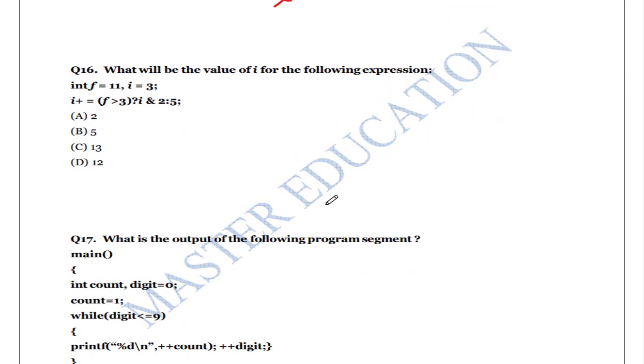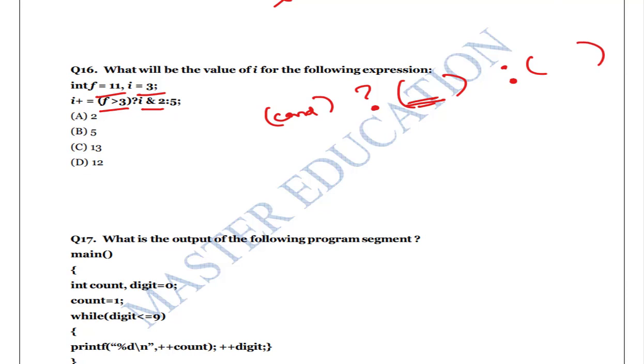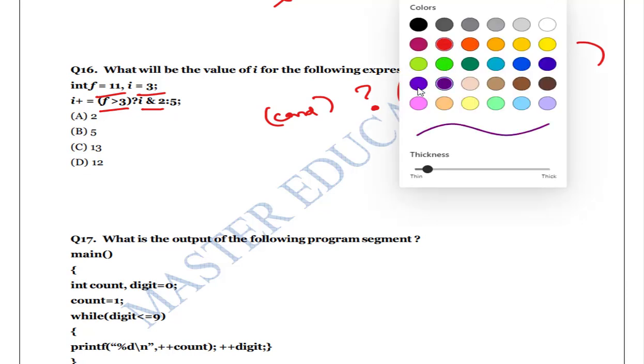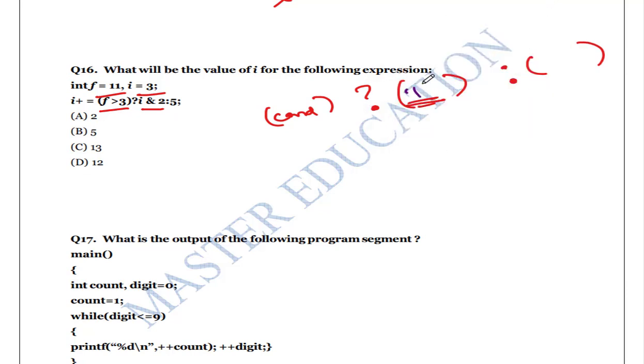The next question. What will be the value of i for the following expression? Consider f equal to 11, i equal to 3, i += f > 3 ? i & 2 : ... This is a ternary operator, right? If the condition is true, it will do what comes after the question mark. If the condition is false, it will do what comes after the colon.